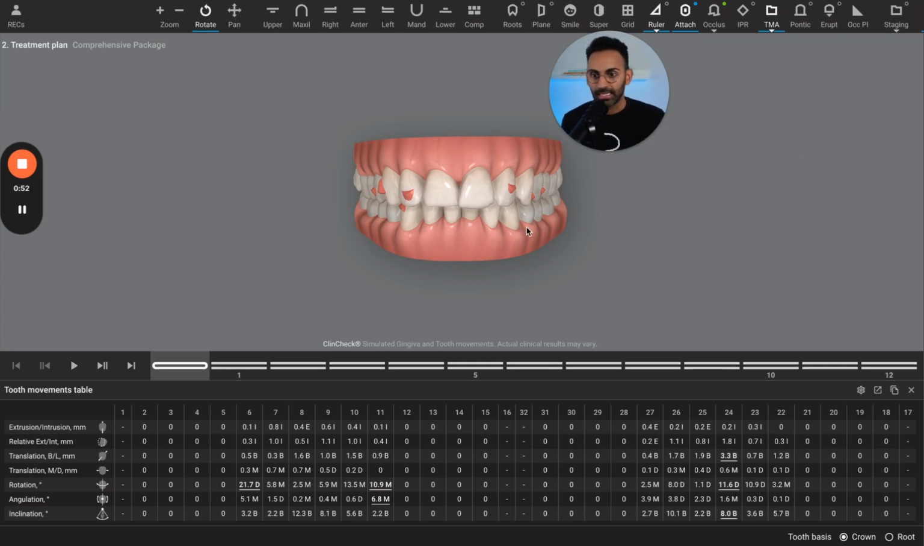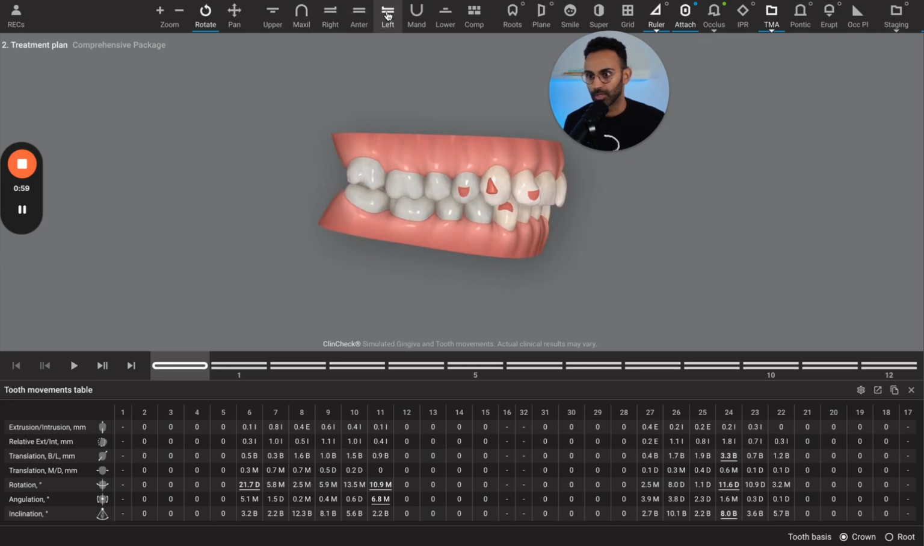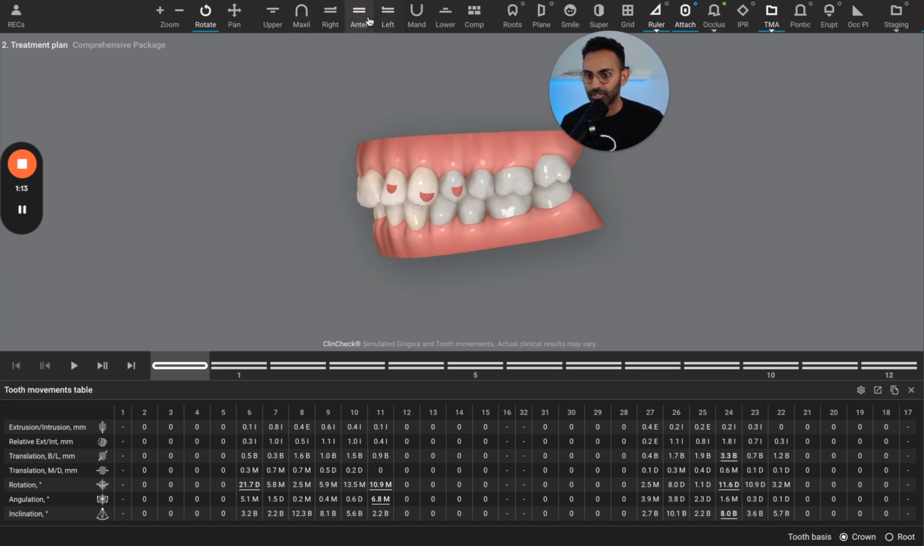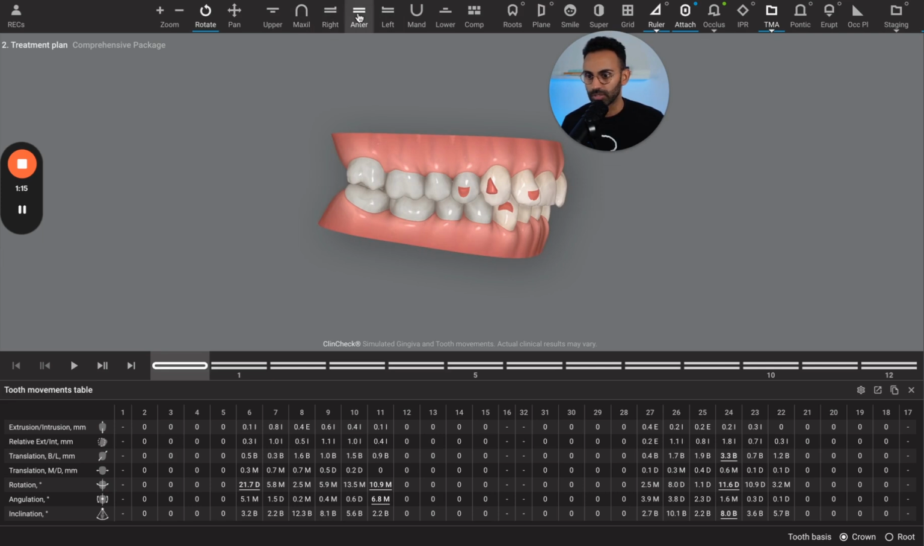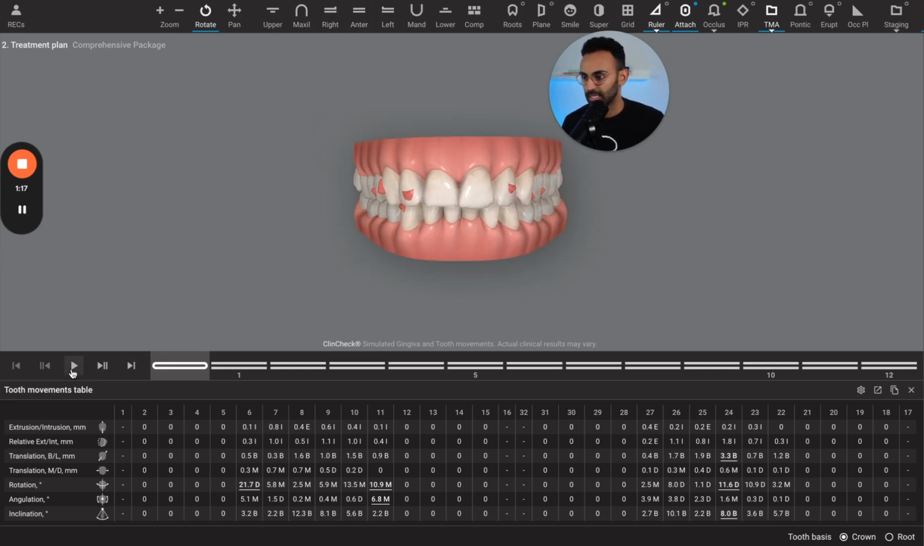So anytime I get a case, there is a series of steps that I like to do so that we can ensure that we are getting predictable results. Before we make any changes, we want to just play this through. We want to see, is this something that looks realistic? And what do you mean by realistic?